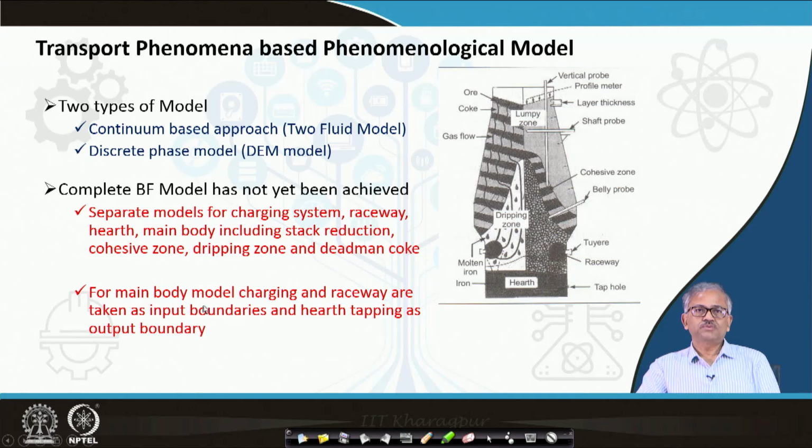In the main body modeling, when you consider all these zones, your input is charging. There is a charge distribution and a stock line distribution as the input, which you can get by modeling the burden distribution. Then the raceway is another input: the gas temperature and the gas flow rate you can take as an input from there. And then the hearth, with the metal tapping, you can take as an output, and then you can model the main body.